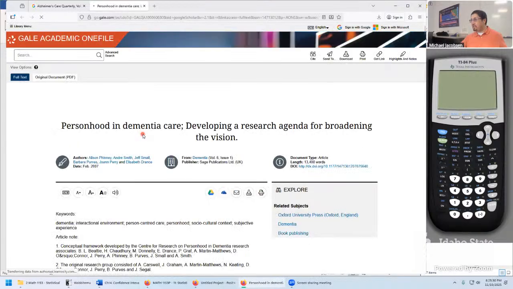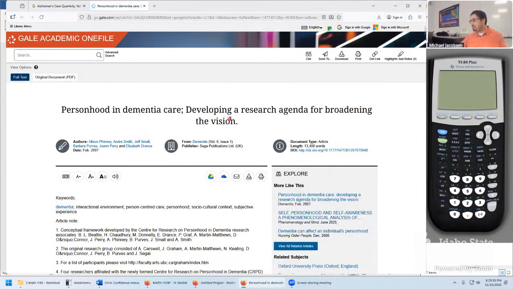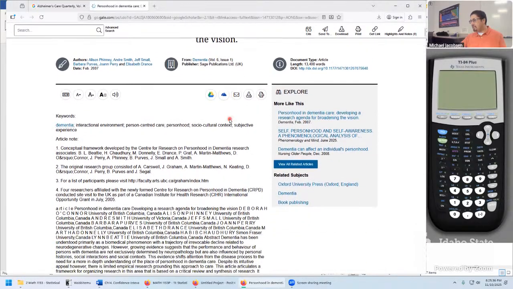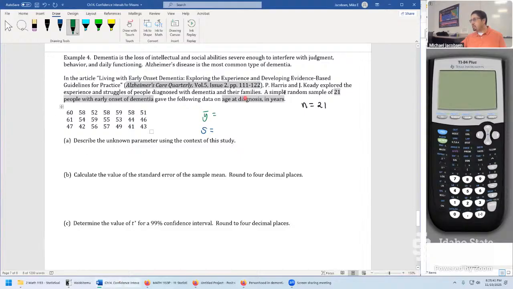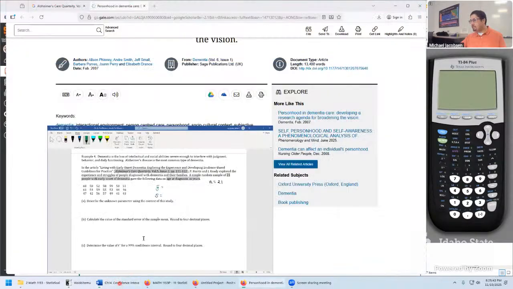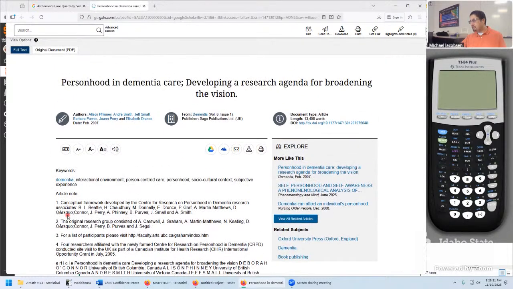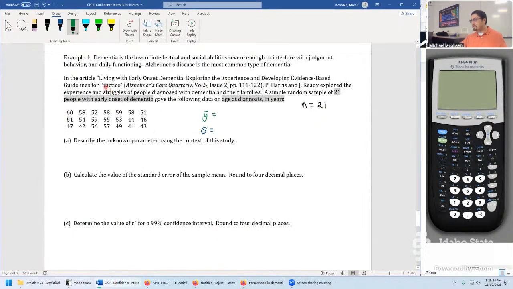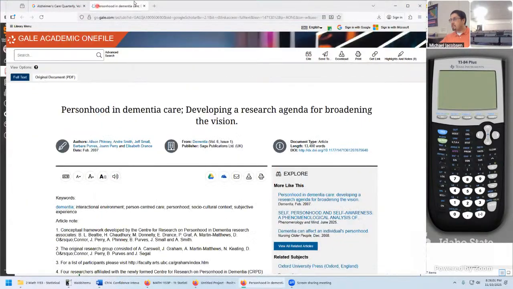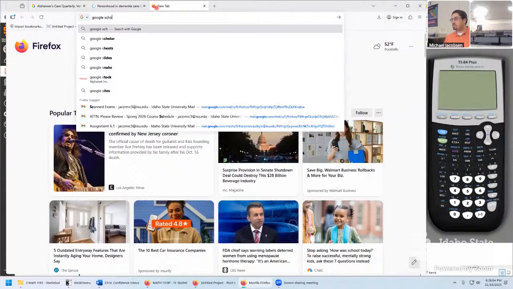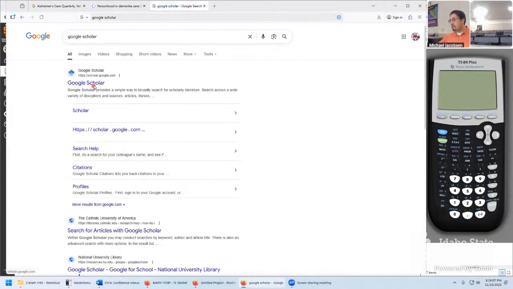Sometimes it's kind of interesting to go to the actual study when you can. If it was this study, I'm not completely sure. Checking the authors. Authors were Harris, Keedy, and I don't see those authors. I would copy and paste what you copied and pasted in person, Alzheimer Care Quarterly. Copy and paste that into Google Scholar. Let me give that a try. So, Google Scholar. I don't go there very often.